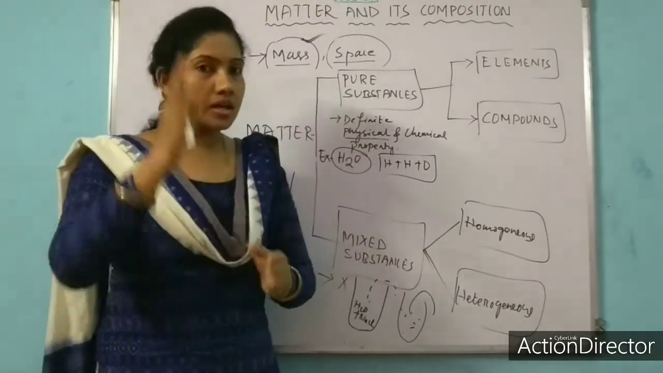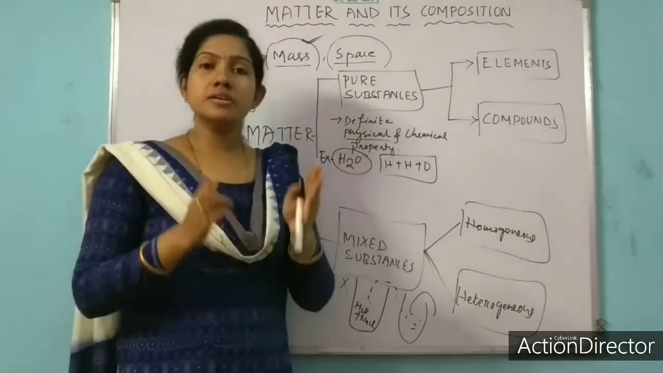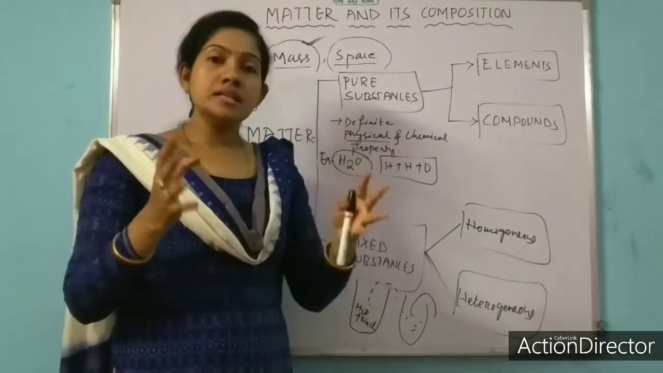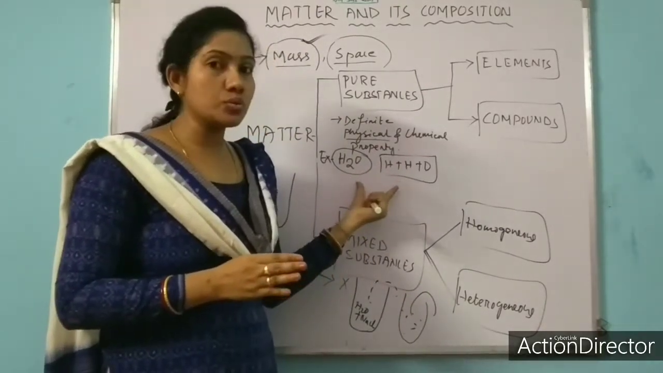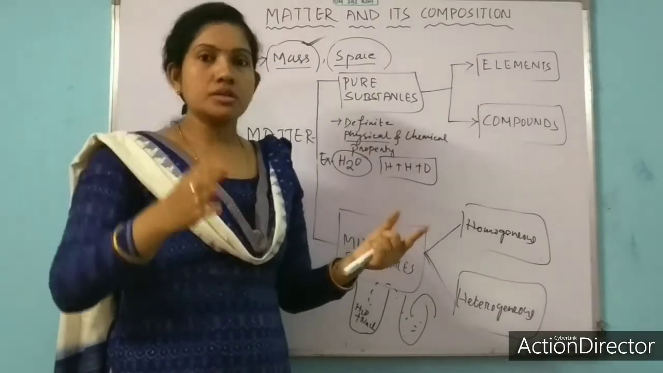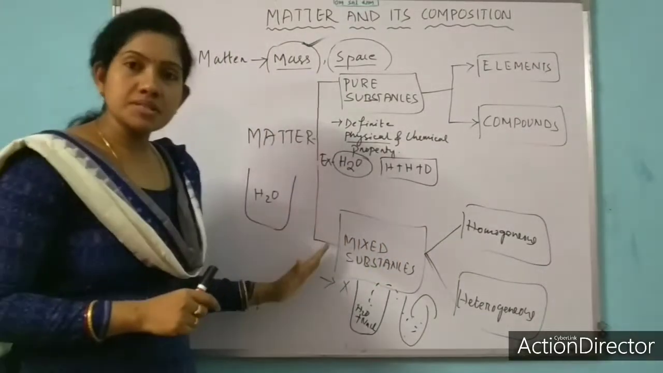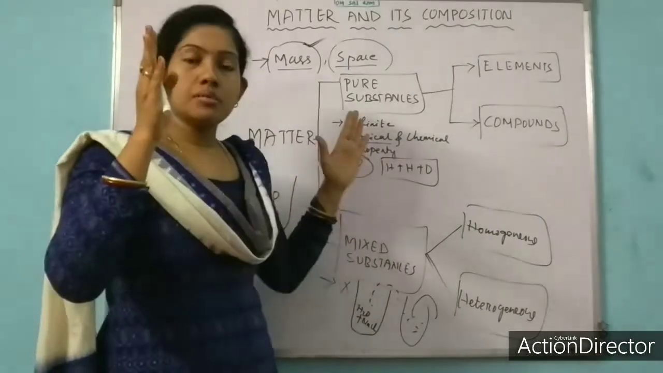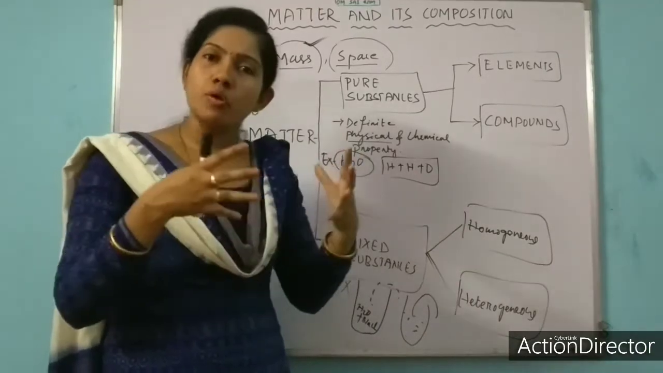Listen carefully. Again I am repeating, a pure substance has definite physical and chemical behavior, and it is in a fixed proportion, as I have given you the example H2O. From wherever you take water, the proportion of water will be 2 hydrogen and 1 oxygen only. But if you take a mixed substance or a mixture, it does not have a definite physical and chemical behavior. Along with that, it is not combined in a fixed proportion.